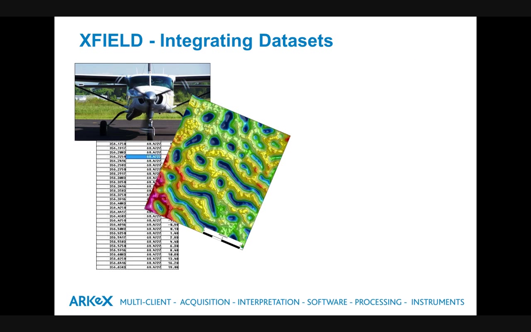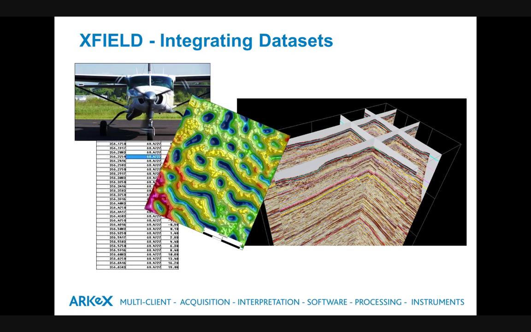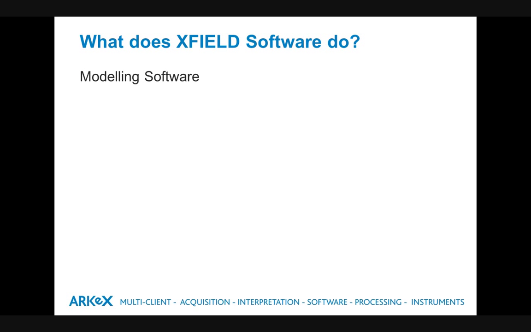So you might be in a situation where you've conducted an airborne radiometry survey, or you have gravity and magnetic data available to you. You also have seismic data, and you've already started interpreting your different seismic horizons. Now, in this case, you could start using XField. We want to integrate all these data sets together into one space, and we do that through OpendTect and XField. So what does XField software do? Well, it's modelling software, and we can use this modelling software to visualize, model and interpret potential field data, so gravity and magnetics, in conjunction with either 2D or 3D seismic data.